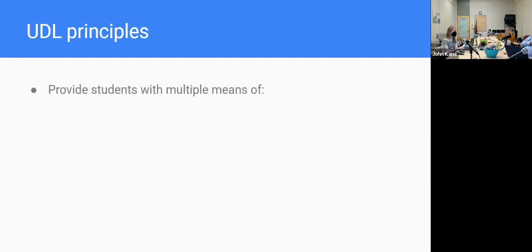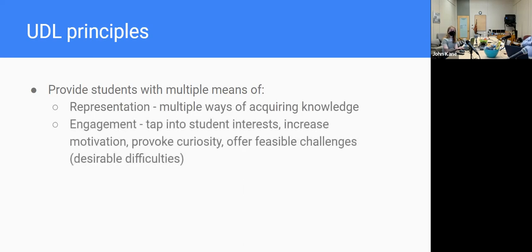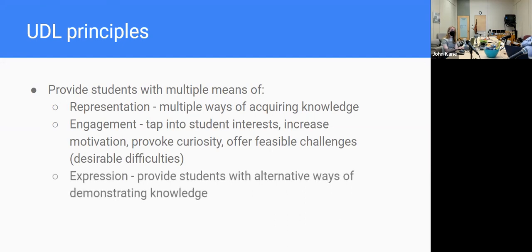All right, so our last point here is to consider universal design principles. So providing students with multiple means of representation, so different ways that they can acquire knowledge, multiple means of engagement that allow them to showcase their interests, increase motivation, and offer feasible challenges, right? Desirable difficulties. And finally, multiple means of expression, giving them alternative ways to demonstrate knowledge. So building this right into your course, right from the beginning, gives students a lot of different ways they can showcase their knowledge, and ways they can continue their learning throughout your course.